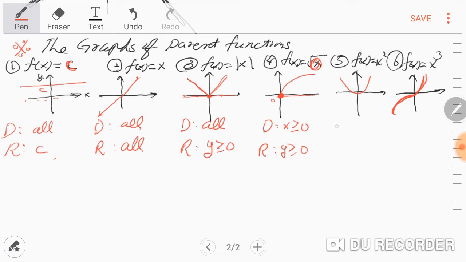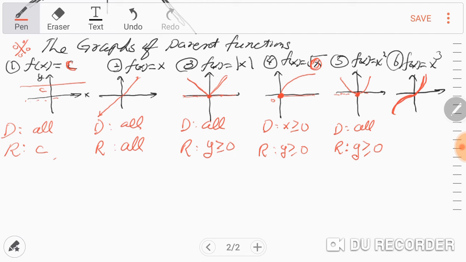How about x squared? The domain is the x value, so it doesn't matter what x value is, so x is all real numbers. How about the range? Range is the y value, the minimum y value is 0, so y has to be greater than or equal to 0.